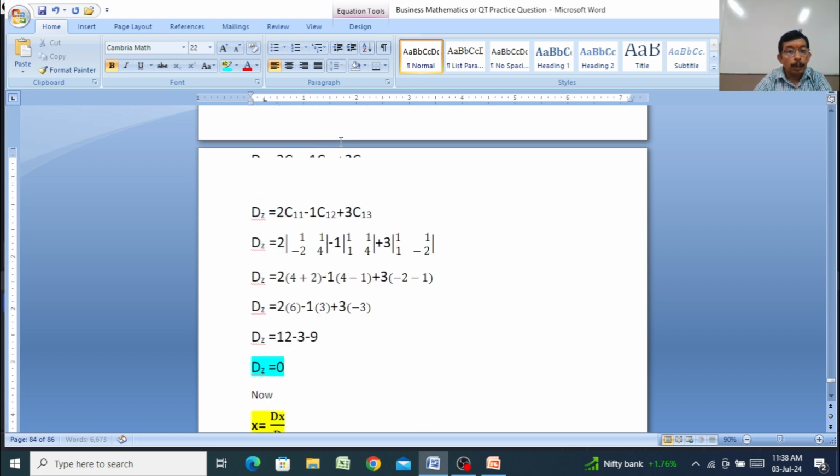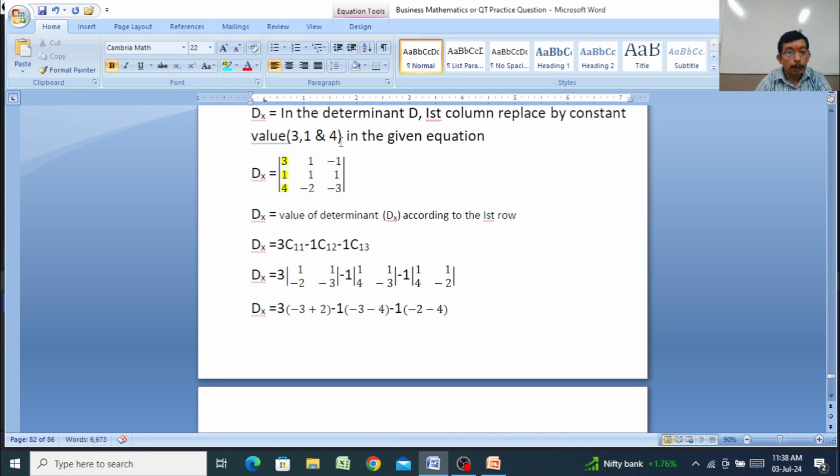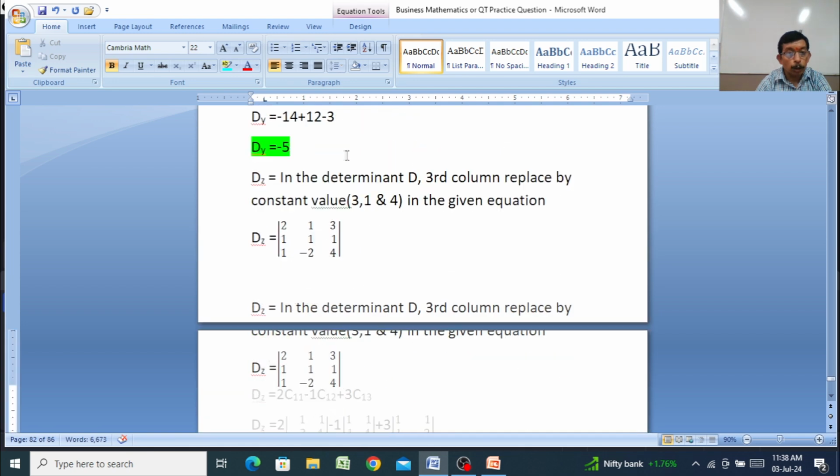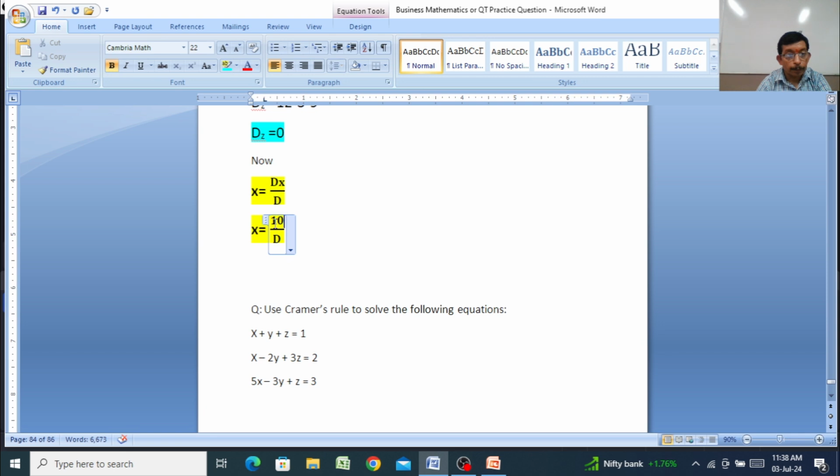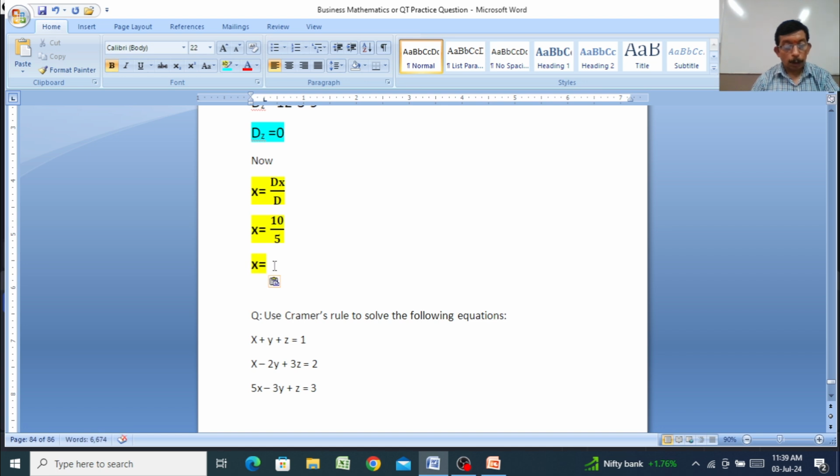The value of d is equal to 5. Note down 5. The value of x is equal to 2.